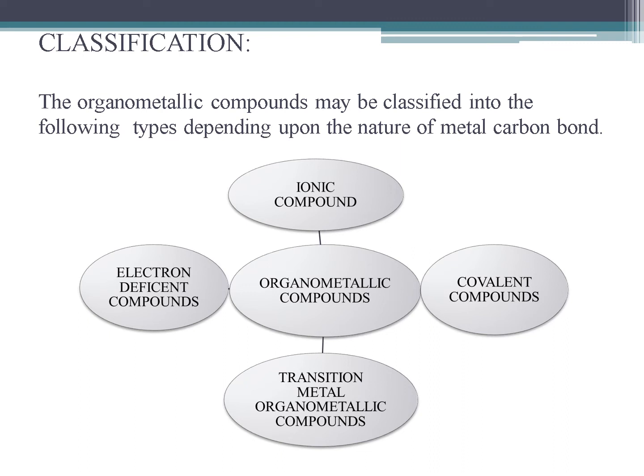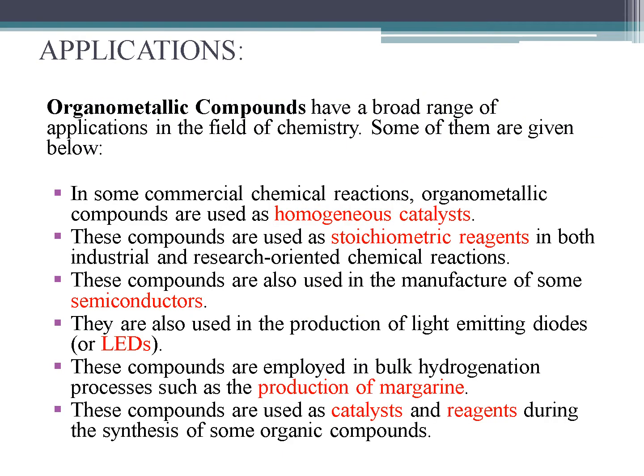Then comes the classification, how we will classify organometallic compounds. They are classified on the basis of the metal-carbon bond, which I told you about in slide number 1, the bond formed between carbon and a metal atom. Their classification is shown in the figure: they are classified as ionic compounds, covalent compounds, transition metal organometallic compounds, or electron deficient compounds.